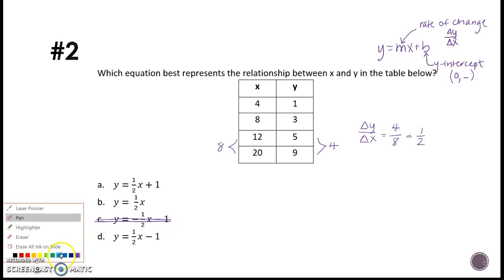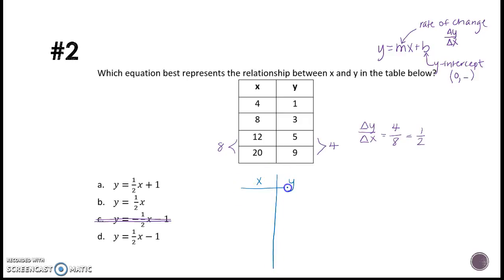The next step is that I want to find my y-intercept. So I'm going to kind of remake the table or extend the table. So I know I have a 4 and a 1 and an 8 and a 3. So my x value changes at a rate of 2. So 4 minus 2 is 2, 2 minus 2 is 0. Well, that's what I want to get to, right? I want an x value of 0.